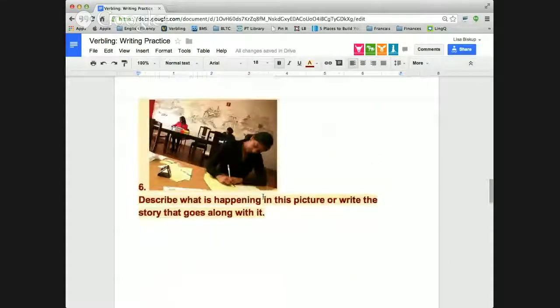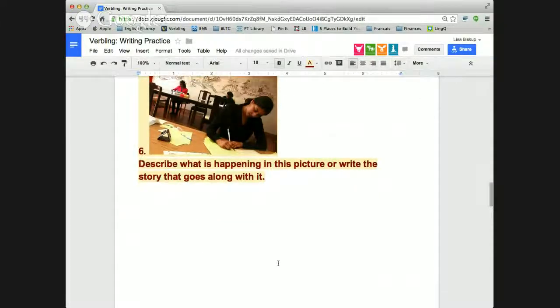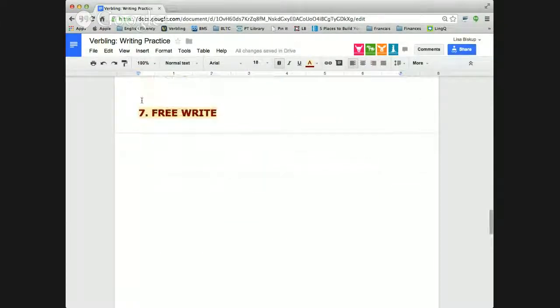Here's another photo. So you see a woman there doing something in some kind of building with a painting in the background. So you can either make a story up about that, or you can just describe what you see and what is happening in that picture.